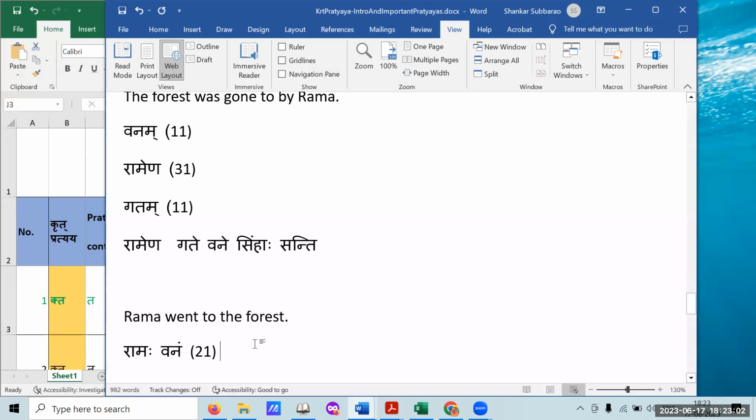What should I say next now? Forest. Forest is the object, right? Vanam. That is correct. Now I want to say went to. How will I say it? Gataha. Sure. Now look. Please don't answer because there are people raising hands. I will ask you one by one. That will be better for me because otherwise everyone answering together won't go.